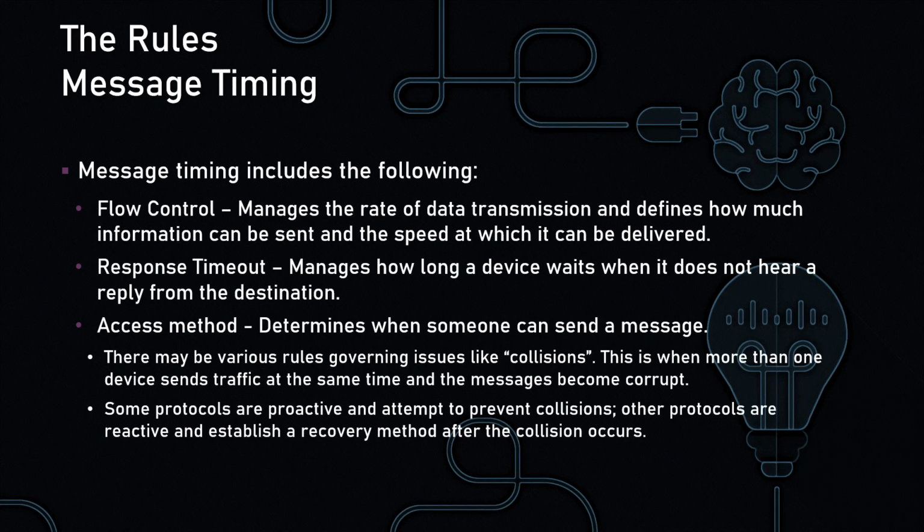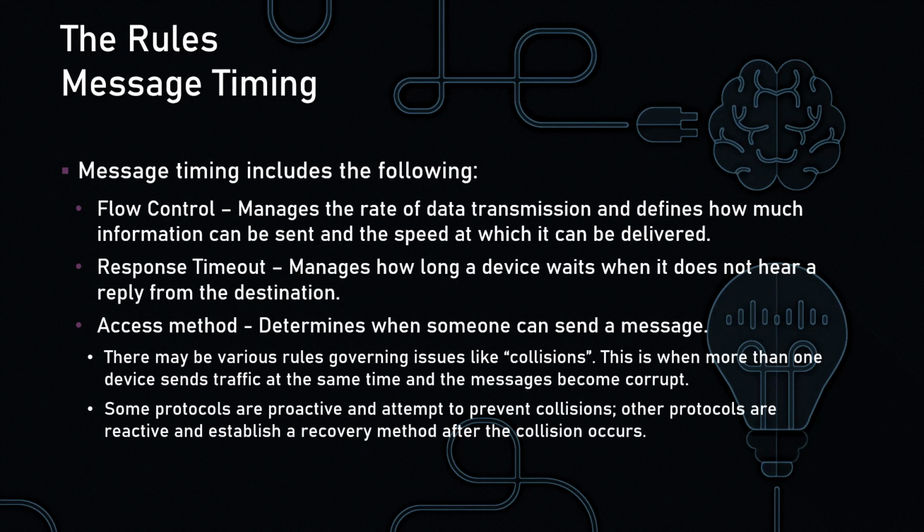And then the access method. This determines when someone can actually send a message. Now there's a couple of different things we'll talk about, which is carrier sense multiple access, and there's collision detection and collision avoidance, CA and CD. A lot of alphabet soup in this type of business.